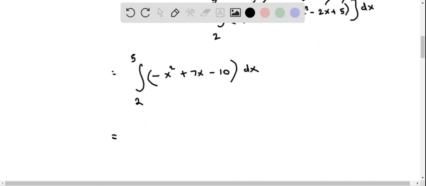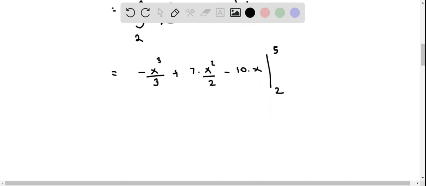So this becomes the integration of this one will be negative of x raised to the power of 3 divided by the same number 3, plus this one gives 7 times of x squared divided by 2 minus 10 times of the integral of 1 dx, which is x. This must be evaluated from 2 to 5.